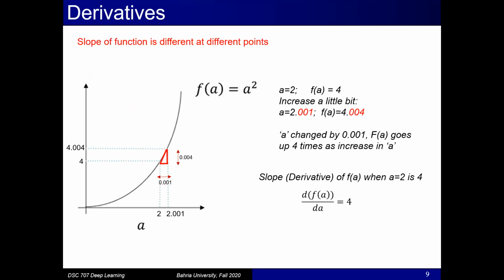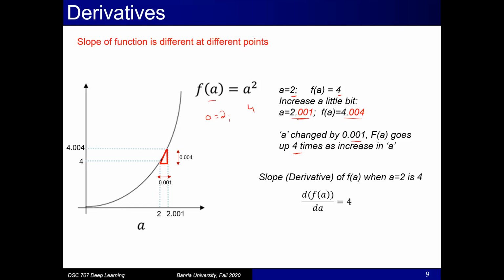But what will happen if we have a function like this? Okay, we have f of a is a square, okay? So now we do the same exercise. When a was 2, f of a was 4. When I increase a by a small number, f of a, when I take the square, I get 4.004. So when a is changed by a small amount, the increment in f of a is 4 times this value. So I can say that the derivative of this function at a equals 2 is 4, right?